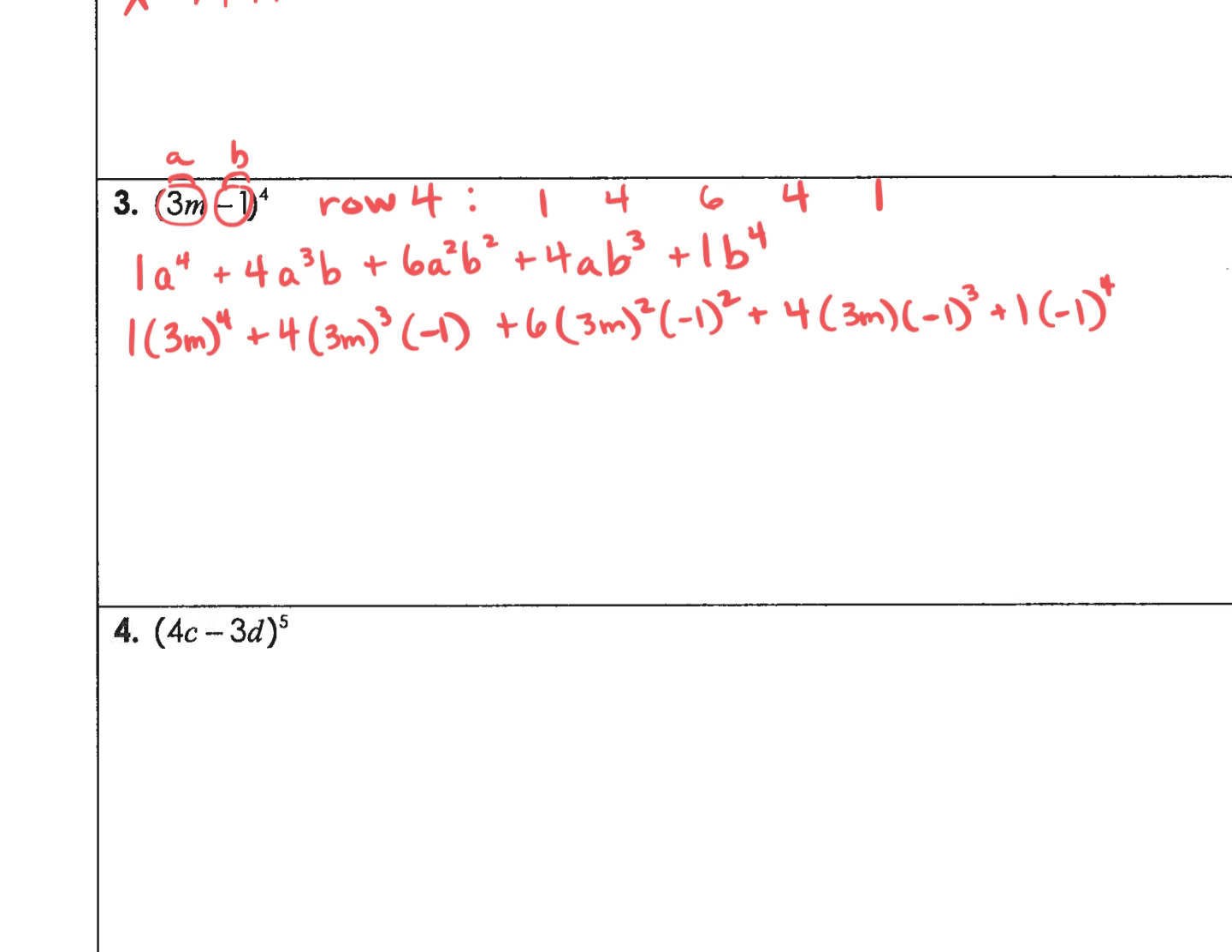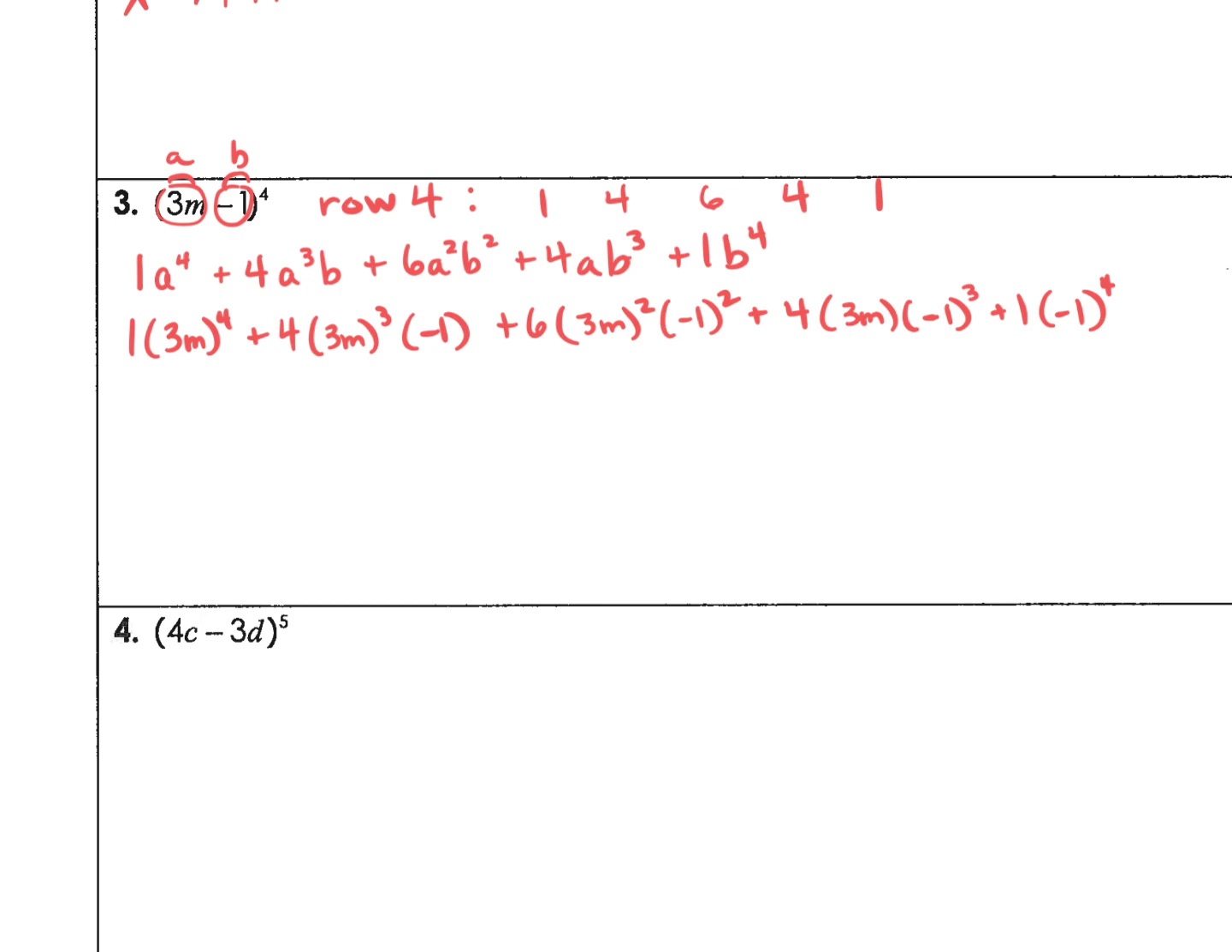Now, do you know where people make mistakes here? Not the sign. Believe it or not, they don't make a mistake with the sign. They make the mistake when they're raising 3m to a power. Like for number 1, for the first term, I often get 3m to the 4th power is the answer. That is incorrect. That entire term is being raised to the 4th power, isn't it?